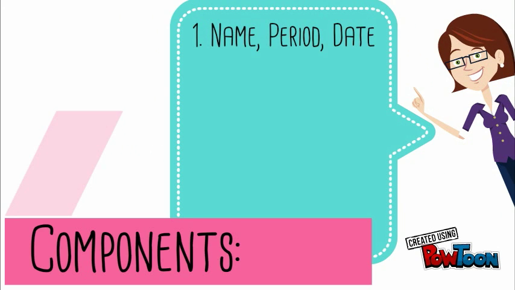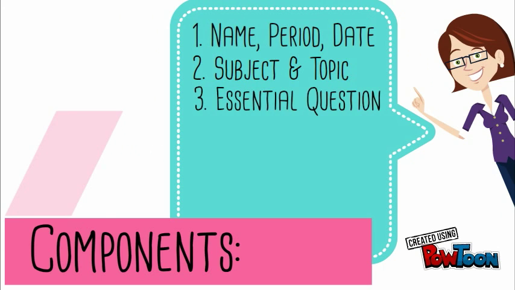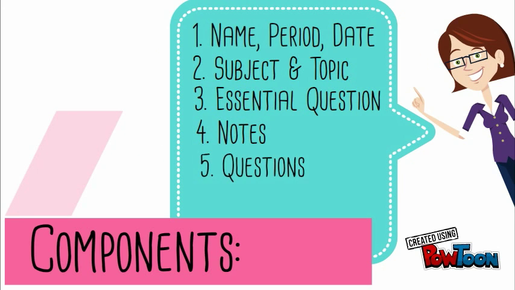First, your name, period, and date. Second, the subject and topic that you're studying. Third, the essential question. Fourth, the notes. Fifth, the questions that you create. Sixth, the summary that you write. We'll go over each of these components in detail.